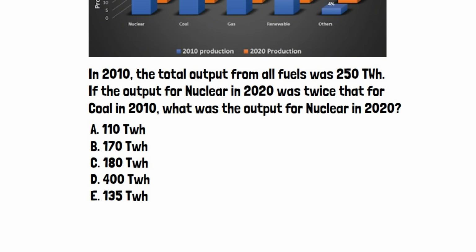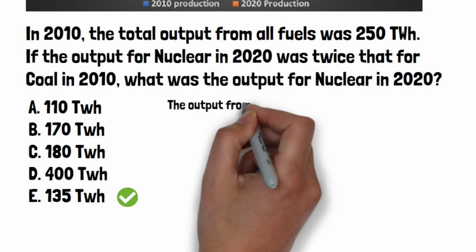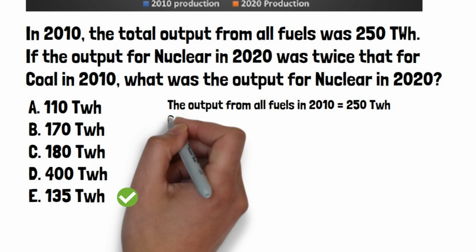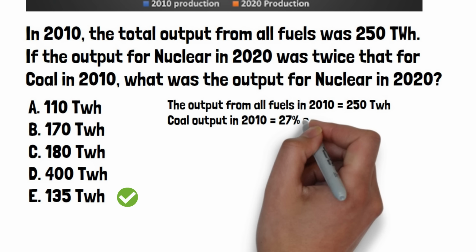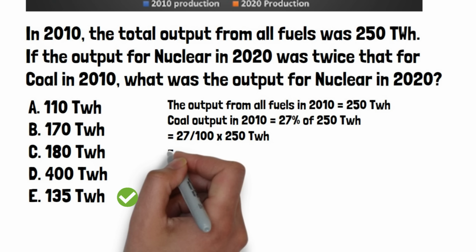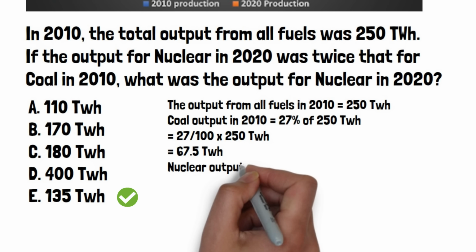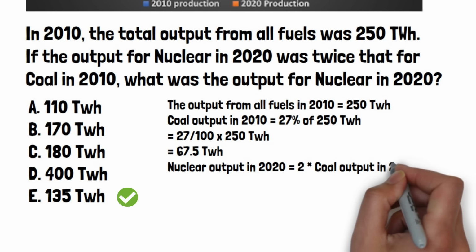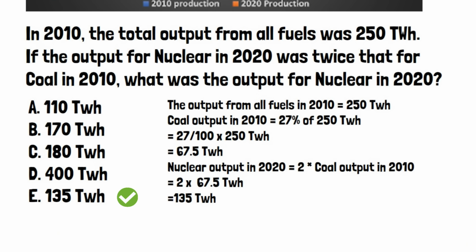Correct answer, E. Explanation. The output from all fuels in 2010 equals 250 TWh. Coal output in 2010 equals 27% of 250 TWh. Equals 27/100 x 250 TWh. Equals 67.5 TWh. Nuclear output in 2020 equals 2 x coal output in 2010. Equals 2 x 67.5 TWh. Equals 135 TWh.